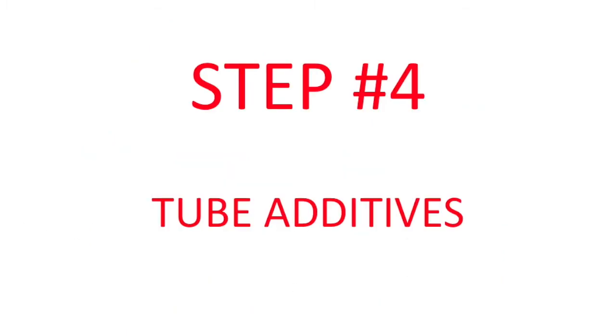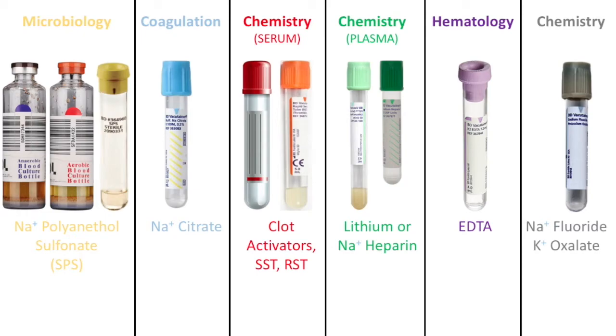Now, we need to know the order of draw by the additives. This is probably the most difficult part, but fundamentally the most important step. So our additives in microbiology are sodium polyanethol sulfonate. For coagulation, we have sodium citrate. In our serum chemistries are clot activators, serum separator tubes, rapid separator tubes. And remember, this orange guy has thrombin in it.